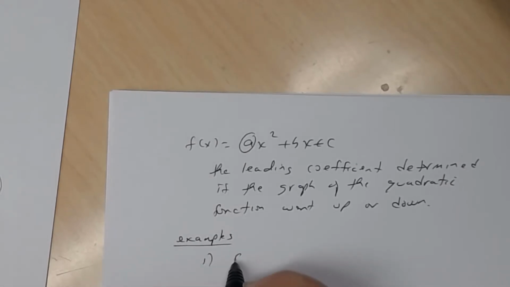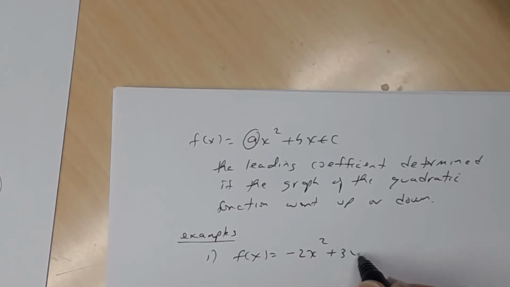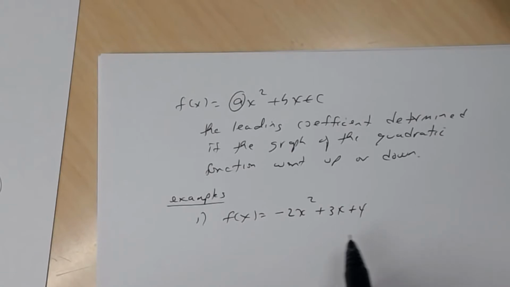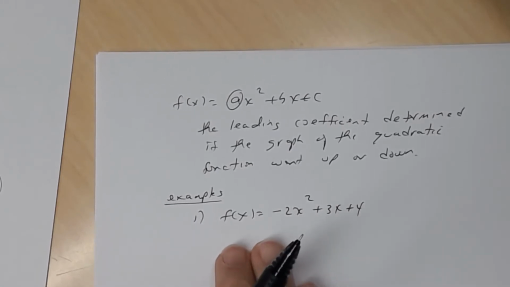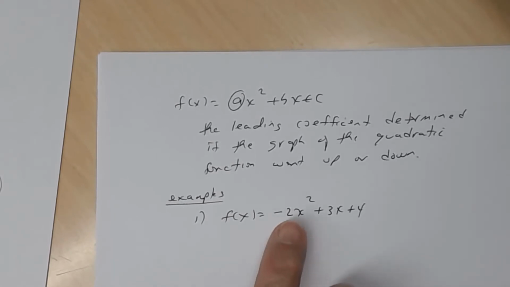if you look at this one, and this was on one of your tests, if f of x equals negative 2x squared plus 3x plus 4, let's say, without graphing this, you could tell me whether this parabola opened up or down. Remember, this quadratic function is a polynomial function, and since it's quadratic, the graph is a parabola.